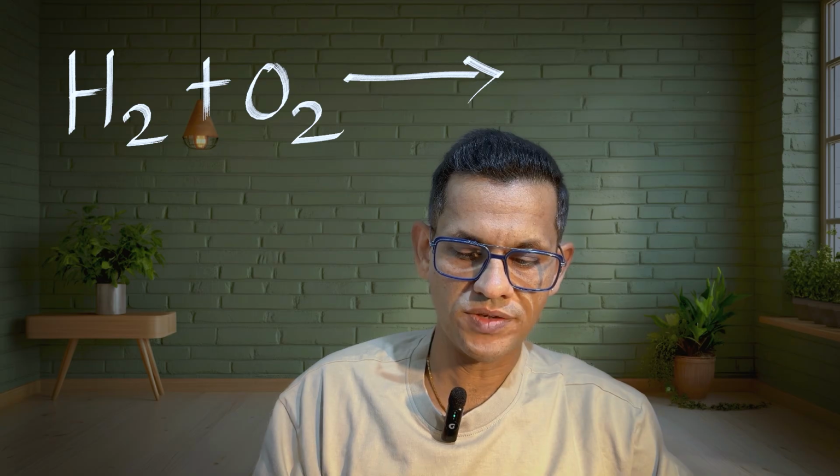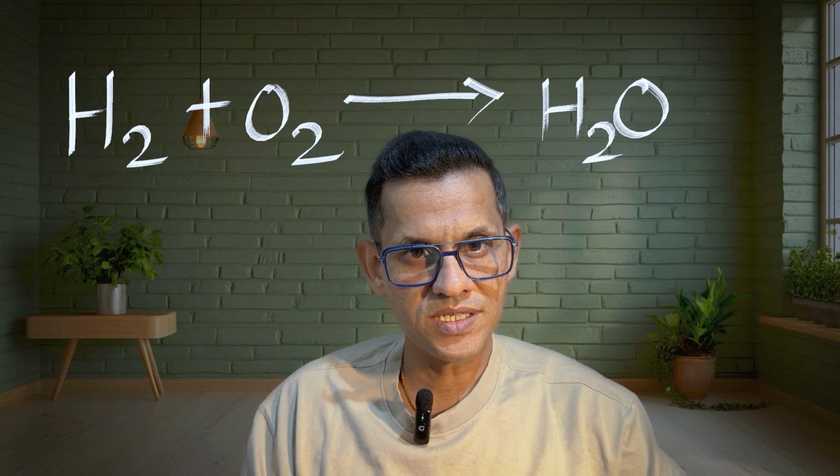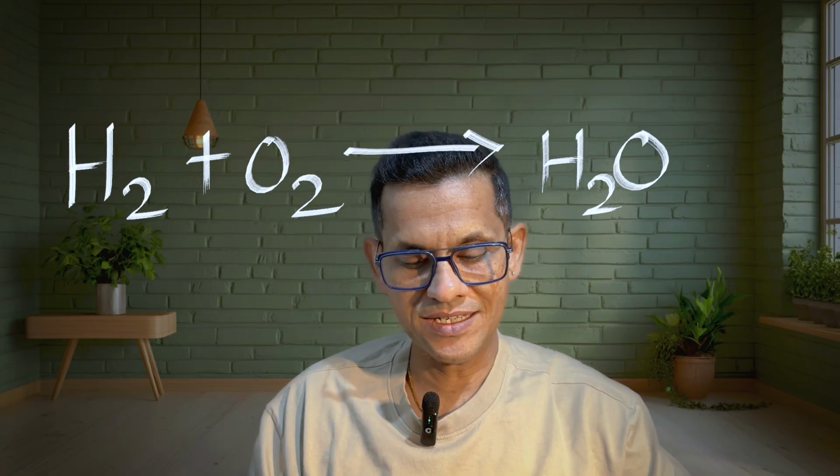Now let's take an example and try to understand how to write a chemical equation. Let me write a very simple chemical equation. Let's say hydrogen reacts with oxygen to give water. As you can see, I have written symbols for all the reactants and products.